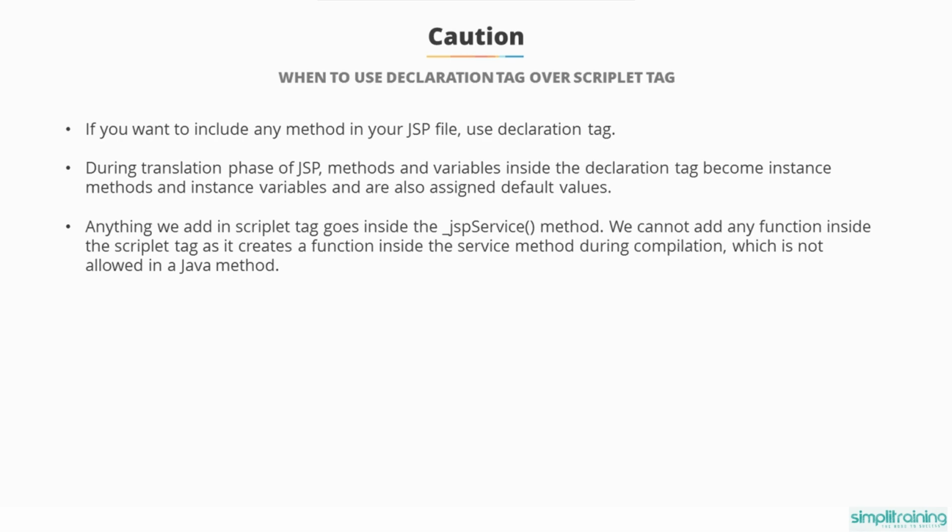Caution: when to use the declaration tag over the scriptlet tag? If you want to include any method in your JSP file, use the declaration tag. During the translation phase of JSP, methods and variables inside the declaration tag become instance methods and instance variables and are also assigned default values. Anything we add in a scriptlet tag goes inside the JSP service method. We cannot add any function inside the scriptlet tag as it creates a function inside the service method during compilation, which is not allowed in a Java method.